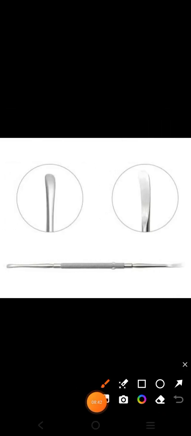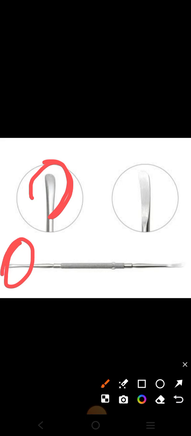Okay, this is another picture of the Freer double-ended elevator. One end is just like that. If we take a zoomed out picture of this end, on one side it is just like this and on the other side it is just like this, and the same happens on its other end.